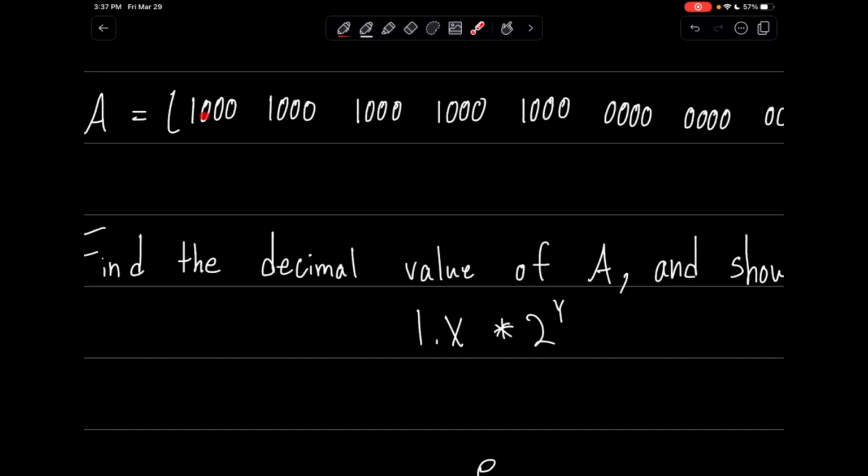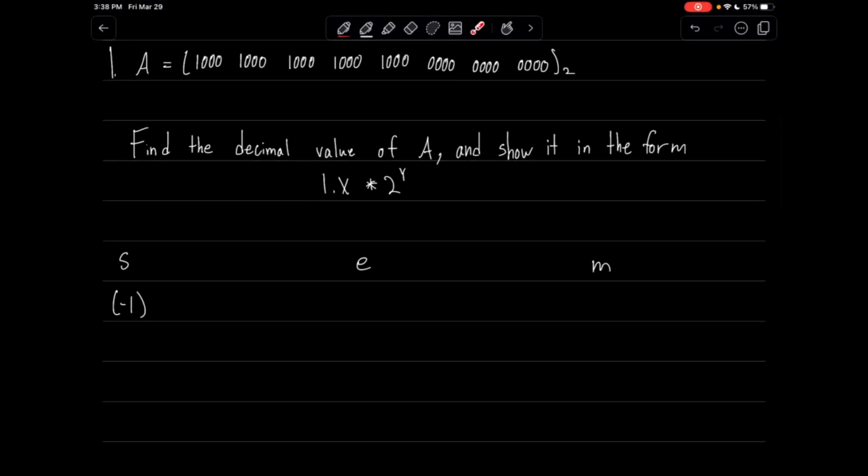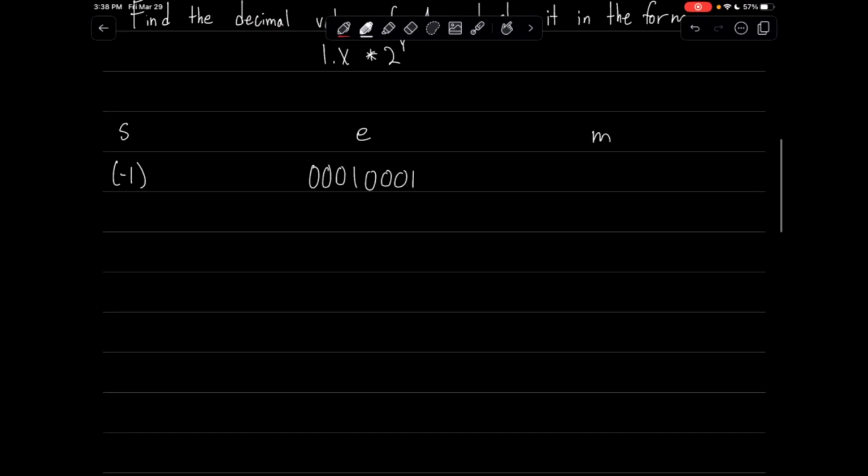Let's look at these bits right here. So what do we have? This is our biased exponent. Let's get a decimal value from this. Right here I have 2 to the 0, and this is 2 to the 1, 2 to the 2, 2 to the 3, then I have 2 to the 4. So what is this value in decimal? It's simply equal to 2 to the 4 plus 2 to the 0, which is equal to 17. So 17 would be our biased exponent.